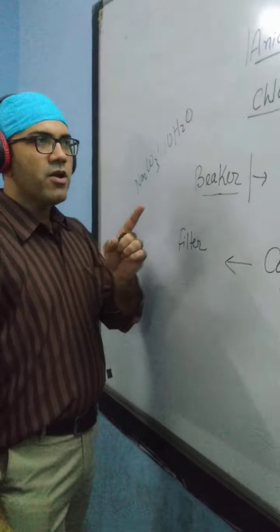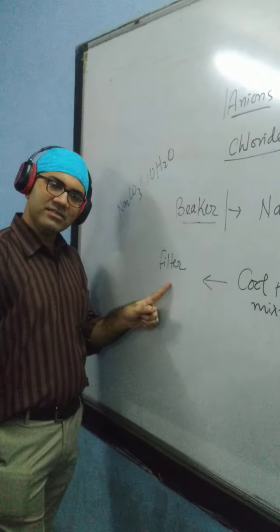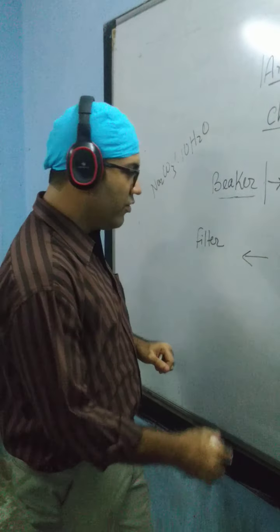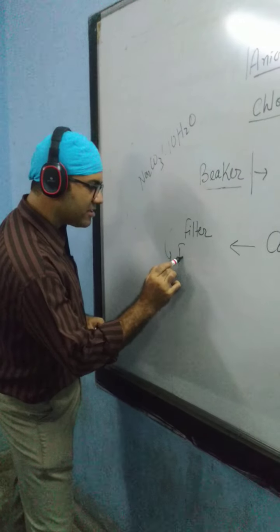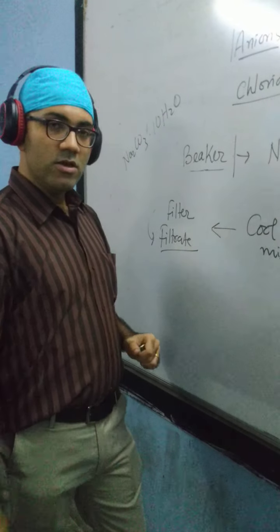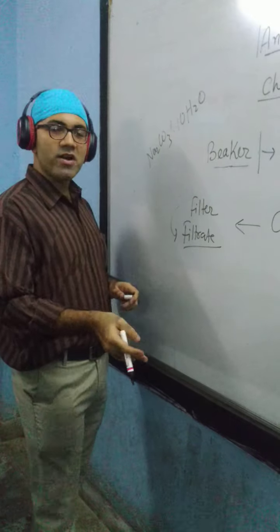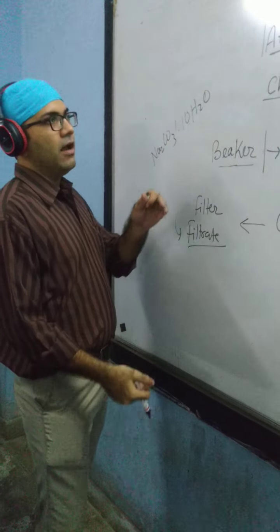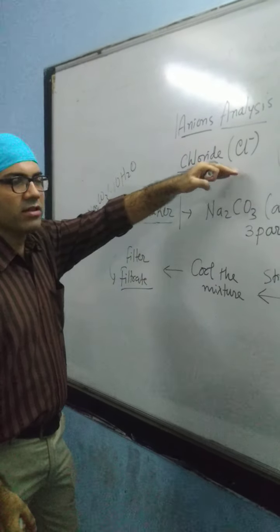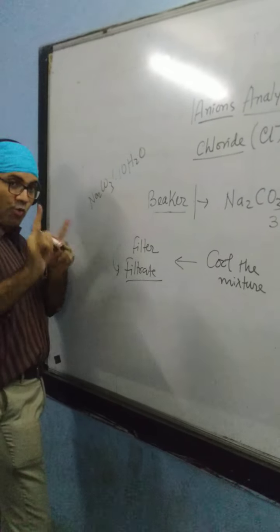If you remember, when we were doing cation analysis, we filtered but used the residue. Over here, we will not use the residue. We will use the filtrate. Please don't throw away the filtrate, because you need it for determining the anions which we expect the salt to have. Like we are focusing on the chloride test, the filtrate will have that anion. So we don't throw it; we need that.